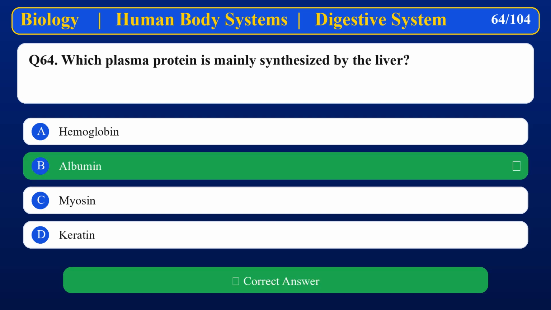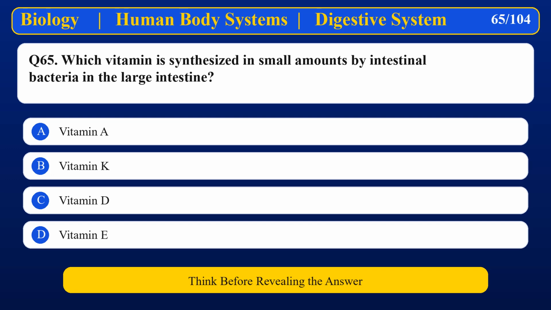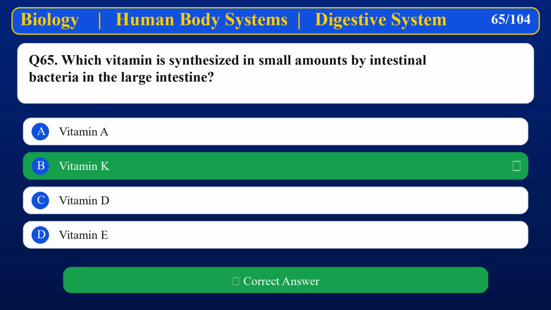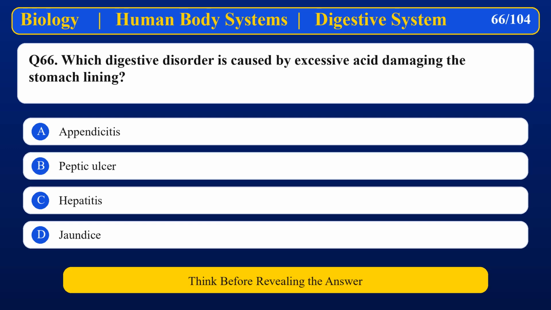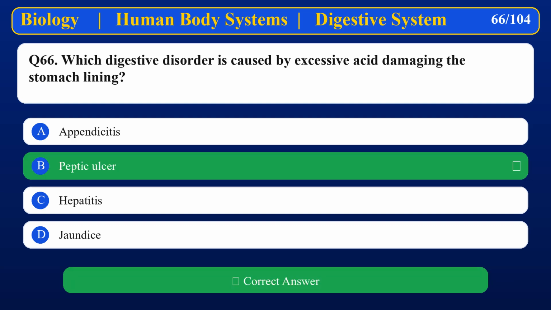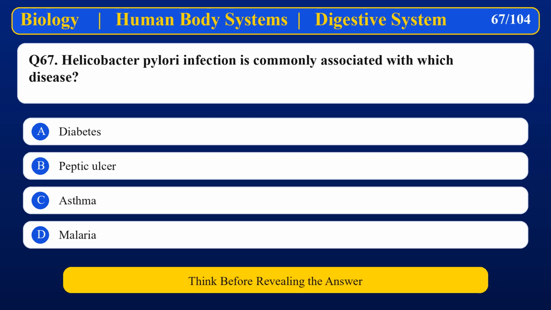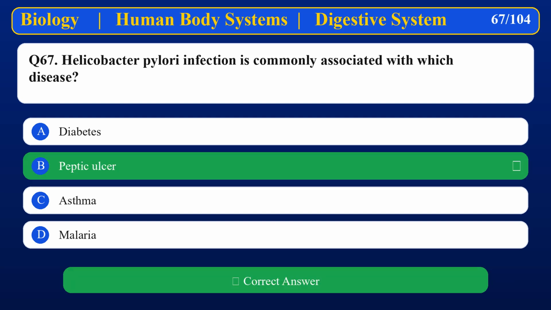Albumin. Which vitamin is synthesized in small amounts by intestinal bacteria in the large intestine? Vitamin K. Which digestive disorder is caused by excessive acid damaging the stomach lining? Peptic ulcer. Helicobacter pylori infection is commonly associated with which disease? Peptic ulcer.